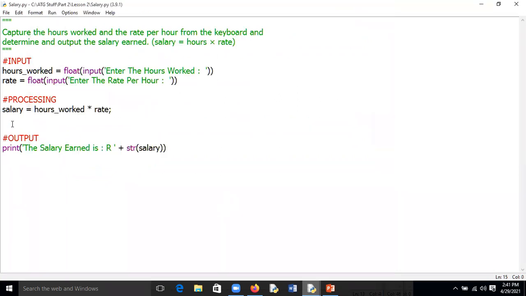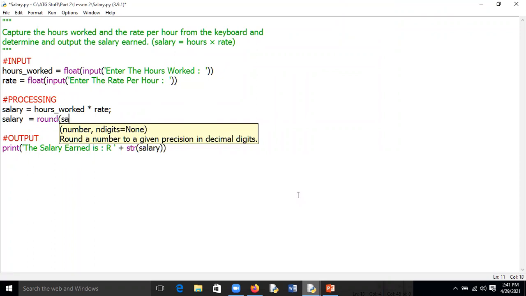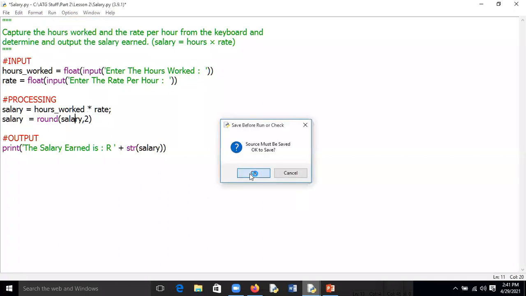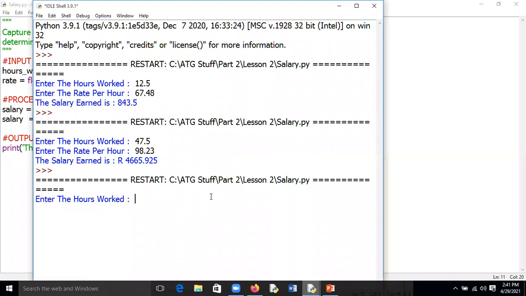So what does that mean? We have to come here and we're basically going to say salary is assigned round, and we're going to round salary off to 2 decimal places. Let's do that. I'm going to enter 47.5 again, 47.5 and 98.23.